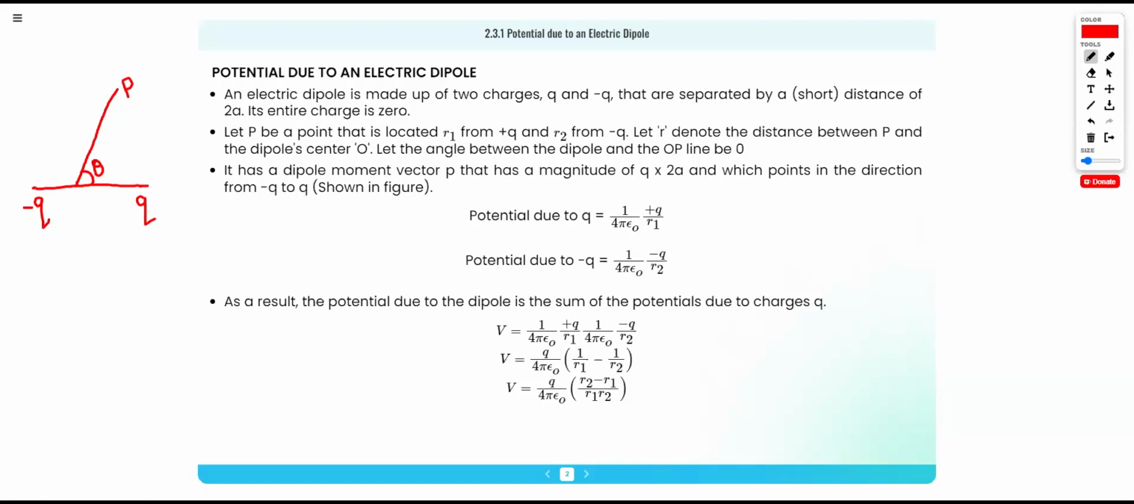Then we'll join the line minus q to P, and the line P to plus q. Then we'll name them: we'll name one r minus and the other r plus. Naming is up to you. You can mark it as R1, R2, or RA, RB, but I am marking it as r negative and r positive.